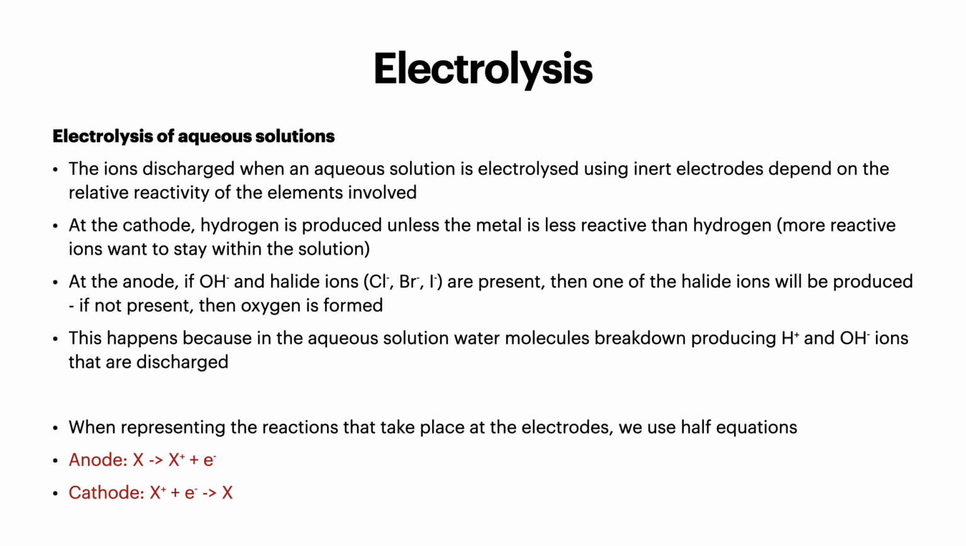At the anode, if OH- and halide ions are present, so this is chlorine, bromine, and iodine, then one of the halide ions will be produced. If not present, then oxygen is formed. This happens because in the aqueous solution, water molecules break down, producing H+ and OH- ions that are discharged. And again, when representing the reactions that take place at the electrodes, we use half equations. These are the same as the reduction and oxidation ones, but you can see here that it's referring to the anode and the cathode.